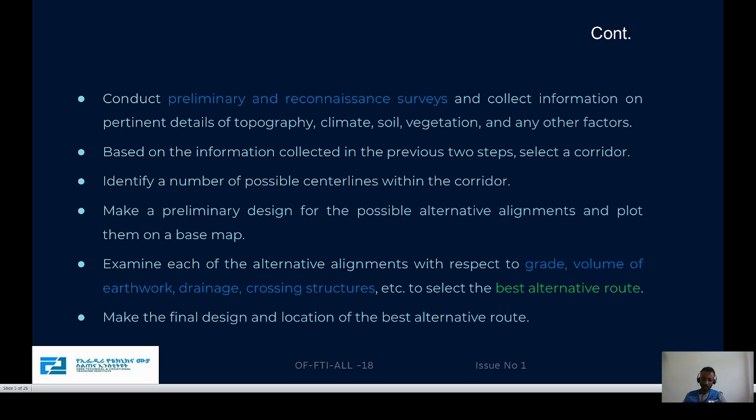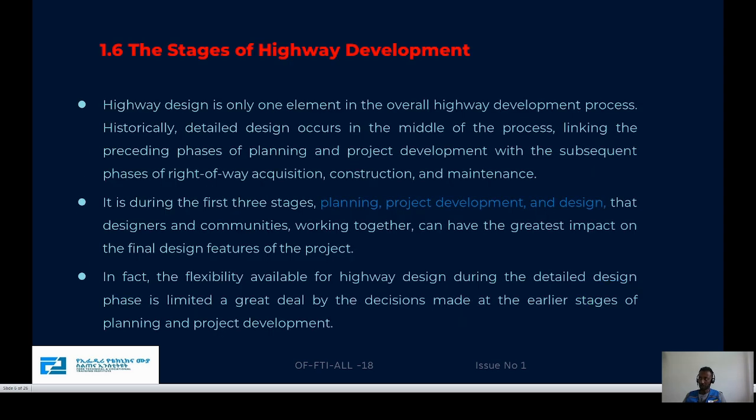This information will be gathered to examine each of the alternative alignments with respect to the grade, the vertical alignment, the volume of work, the drainage, and the cross structures, examined across the different alternatives to select the best alternative route. Then the final decision is made and the location of the best alignment route will be developed.